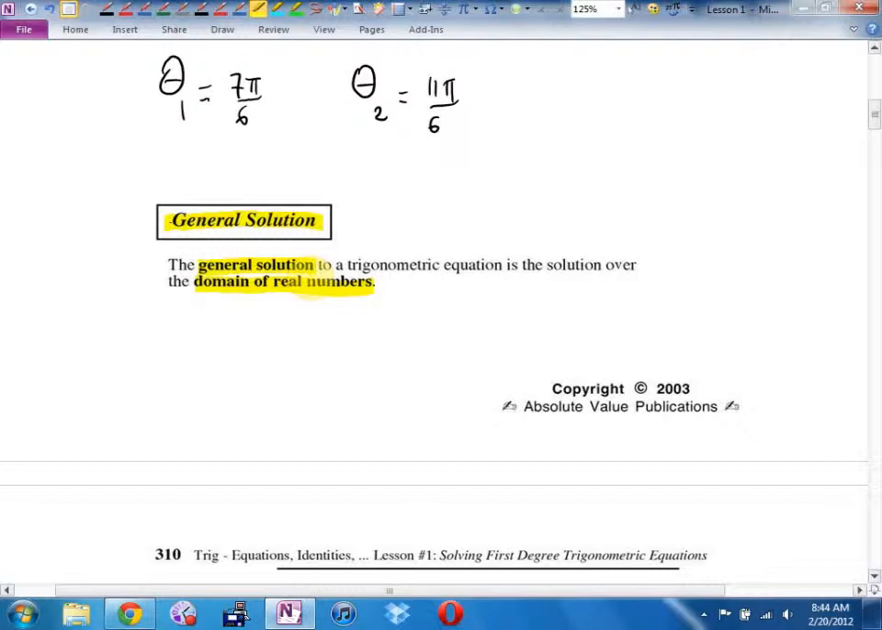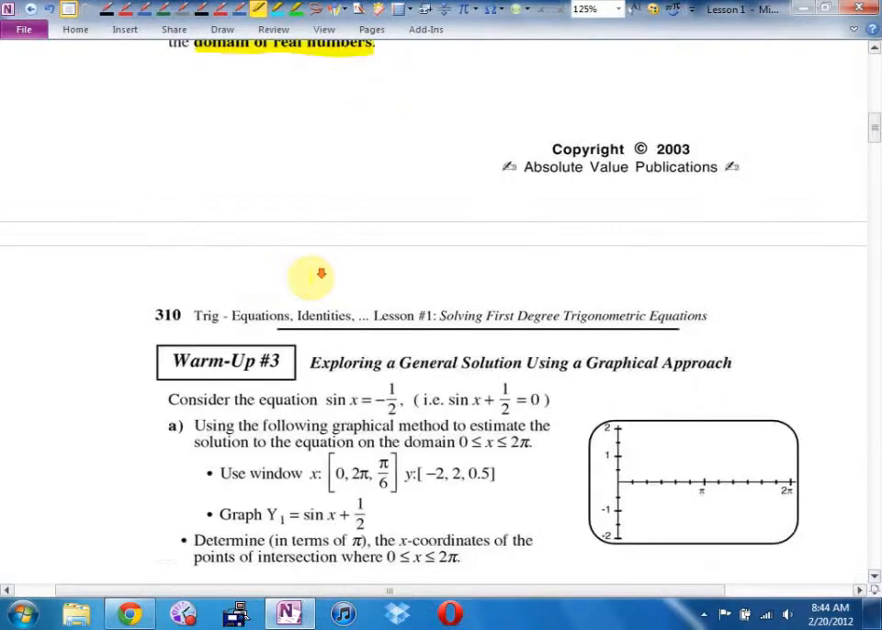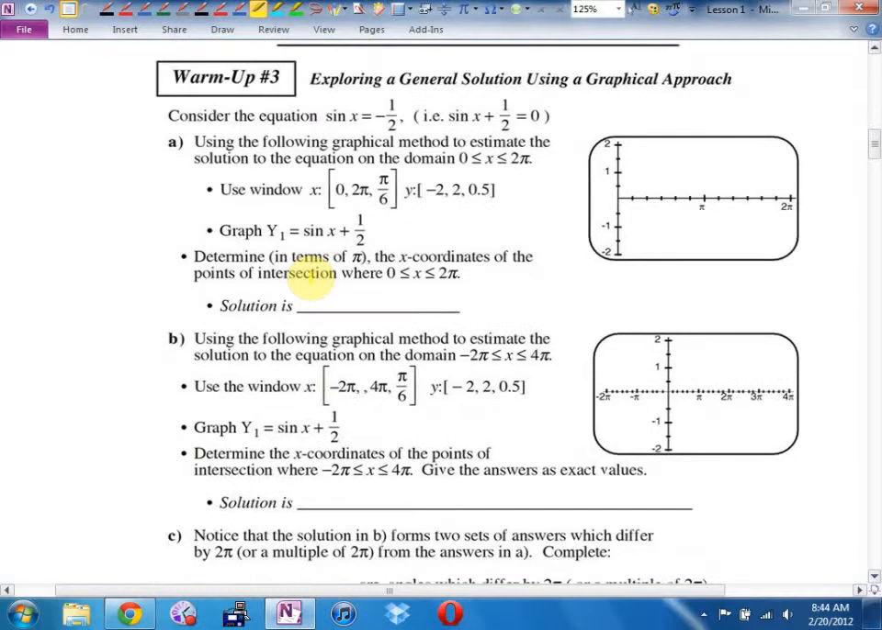Oh, except the ugly cousin. Which is the ugly cousin? Tangent. If I'm doing a tangent question, what will I add? Pi. Okay. Next page. Warm-up number 3 says, exploring a general solution using a graphical approach, blah, blah, blah. I just told you the punchline. You know what? They appear every period.